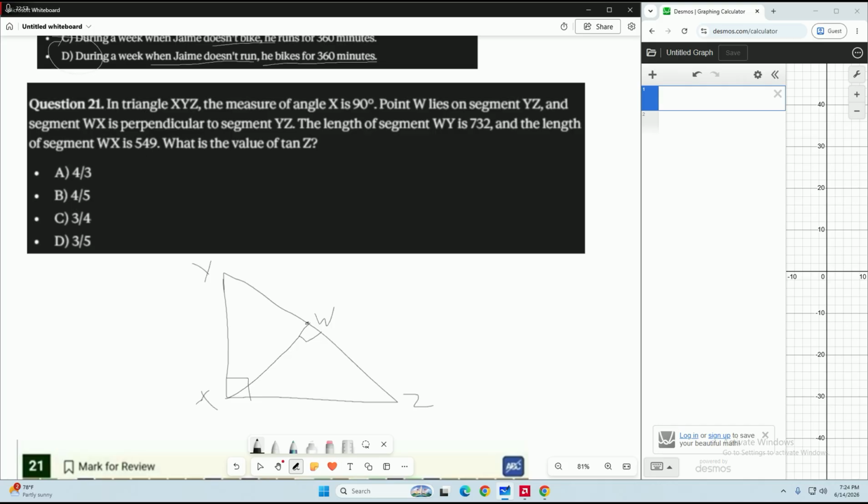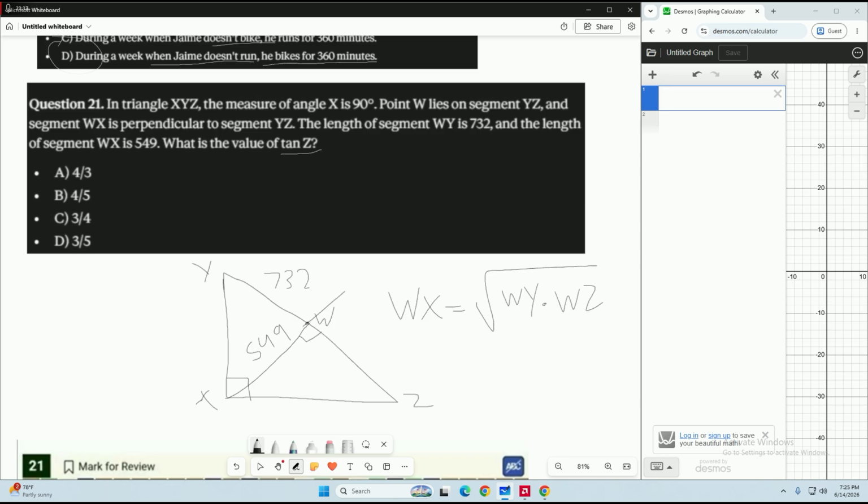The length of segment WY, so where's WY? That's 732. And the length of WX, the altitude, is 549. So then the question is asking us, what is the value of tan Z? This is actually a one-step thing based on the formulas I gave you earlier. We know that the altitude of the triangle, which is WX, is equal to the square root of the two segments it divides, so WY times WZ.